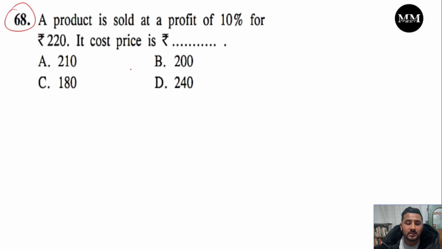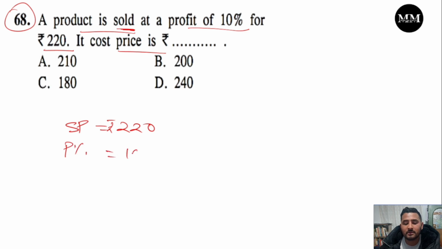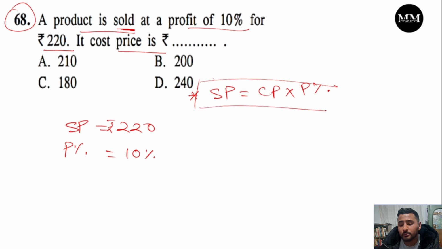Question number 68. Same way, a product is sold at a profit of 10% for rupees 220. Its cost price is how much? Now we have to find cost price. Sold means SP is how much? 220 rupees, and profit percent is 10%. So use the same formula. SP is equal to CP into profit percent. Use this formula only. Very important formula.